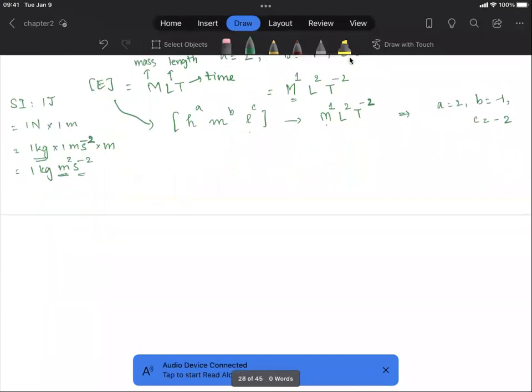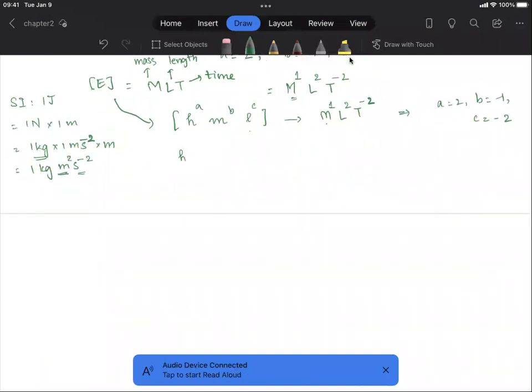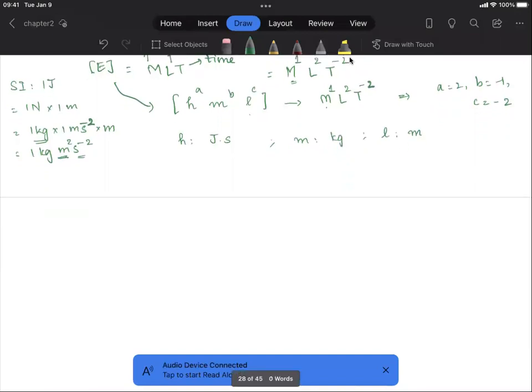So let's first write the units of Planck's constant. The units of Planck's constant are joule second. The units of mass, I'm only going to write the SI units for now. Mass is a kilogram, and the SI unit of length is 1 meter, right? So 1 joule can be written as 1 kg meter square per second square times second from here. So this will be equal to 1 kg meter squared per second, right?